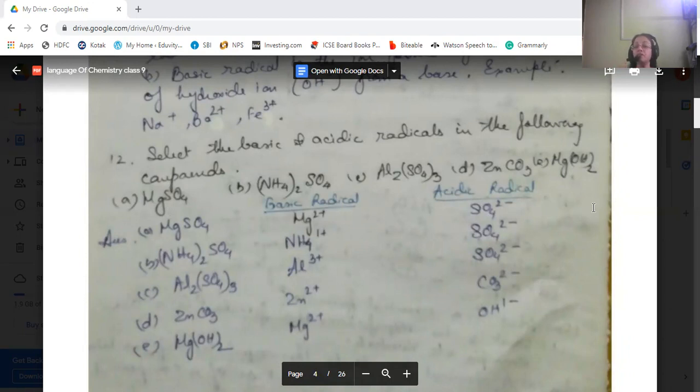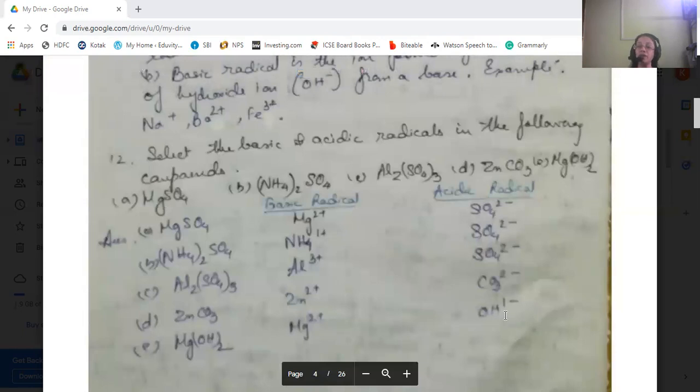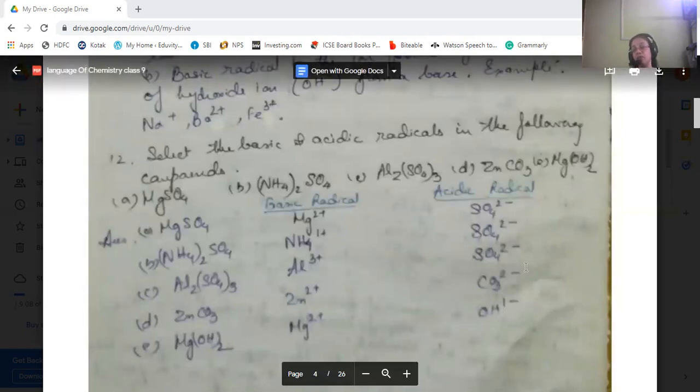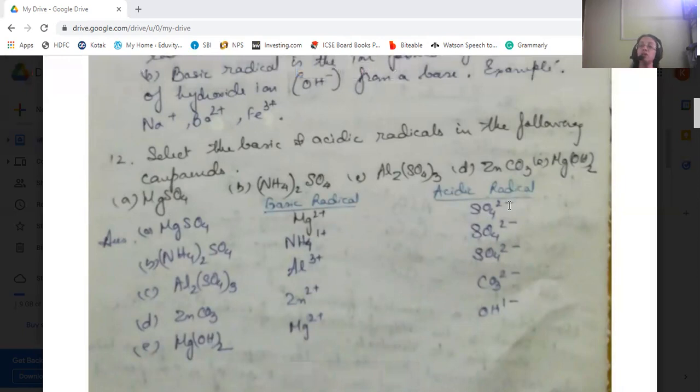So mind the valencies, please take care of the valencies. Magnesium has two positive charges, ammonium has one positive, aluminium has three positive, zinc has two positive, and magnesium has two positive. Even for acid radicals, sulfate has two negative charges, carbonate has two negative, and hydroxide has one negative. So you need to write these ionic forms when you are writing in the radical form. Okay, so mention these ions.